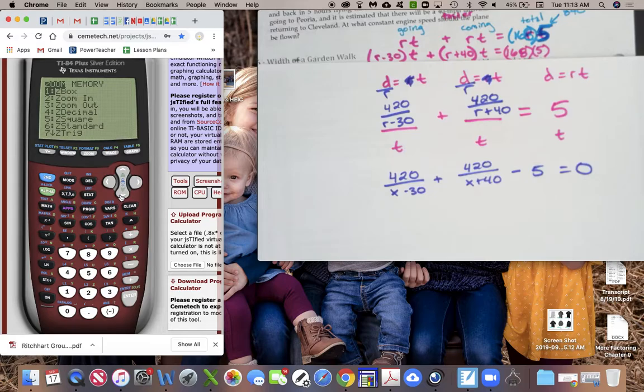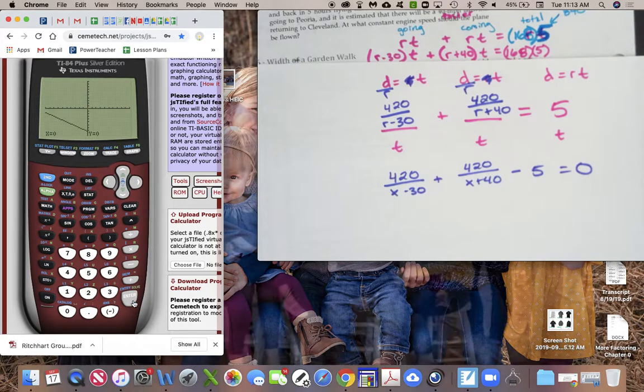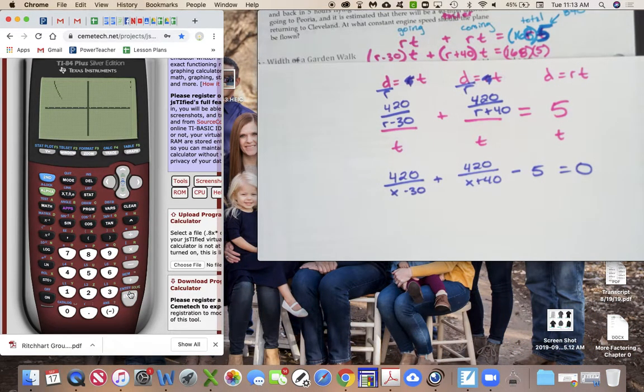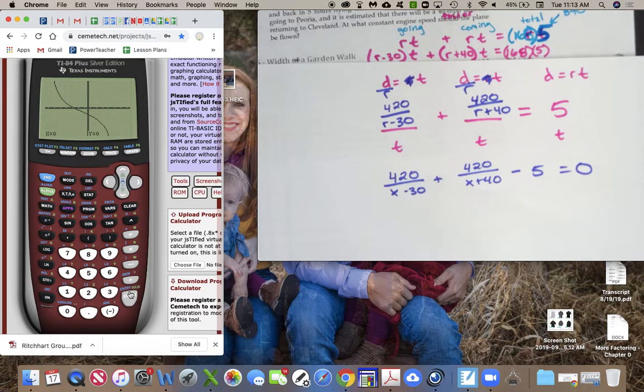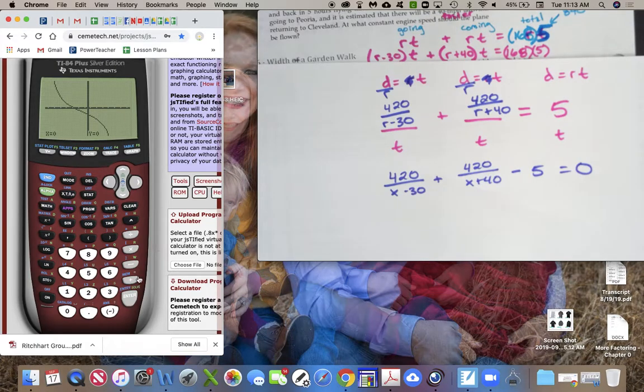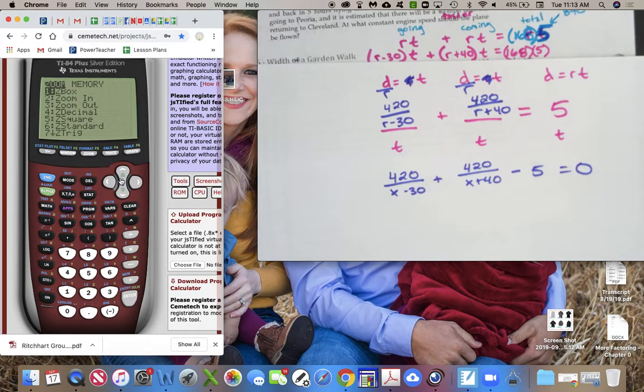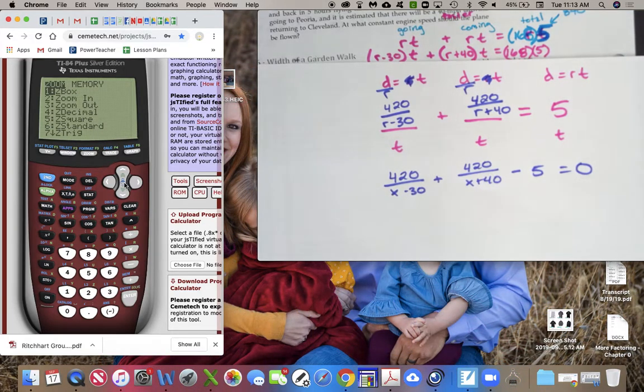Zoom out. Enter. There he is. So he's only crossing in one spot. Or is he? If you zoom out again. Did you get the same thing I got? Yeah, because you used a negative 30 instead of minus 30.